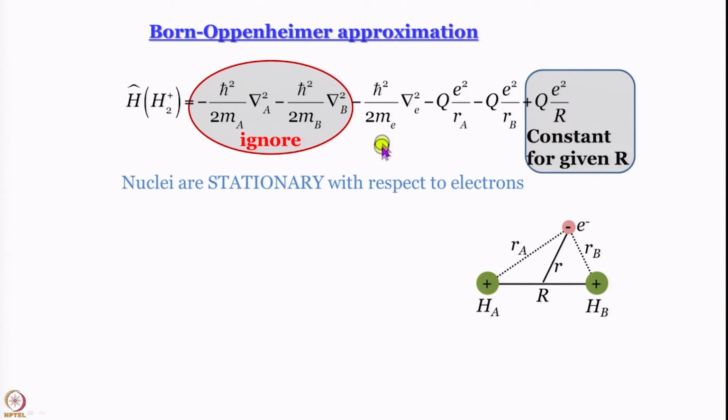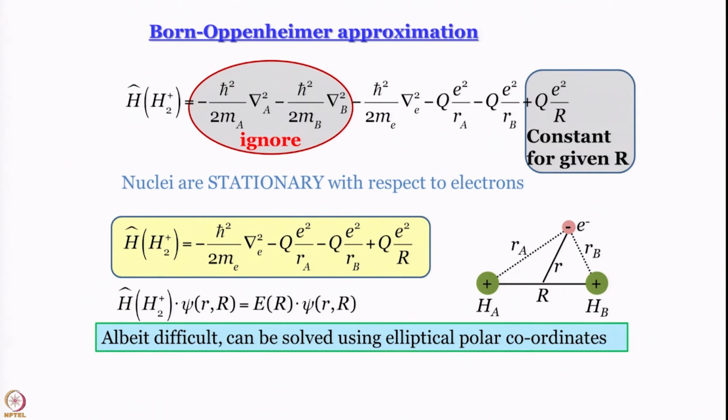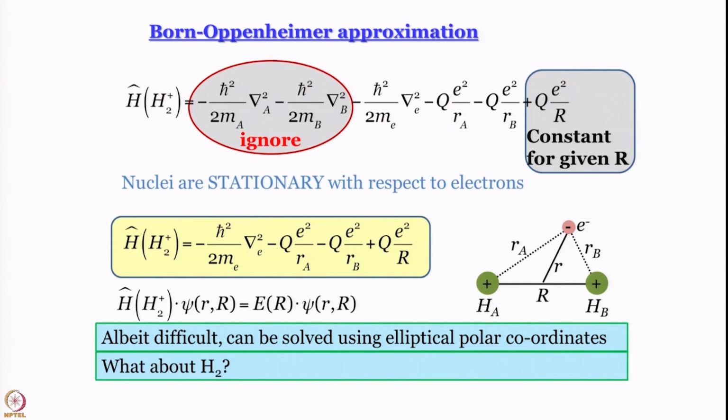So, it becomes very simple. All you have to work with now for H2 plus is this: minus h cross square by 2 me del E square, minus q square by Ra, minus q square by Rb. So, life is simpler than what it is, and in fact using elliptical polar coordinates you can actually solve it and get wave functions. But we will not do it because again they will become useless the moment you go to H2. So, what we do is we actually use linear combination of atomic orbitals, as we will discuss later.